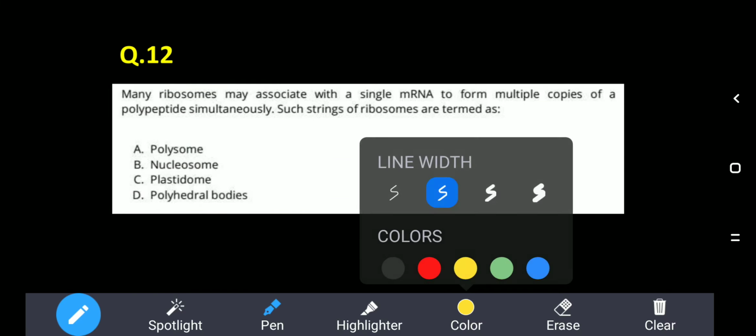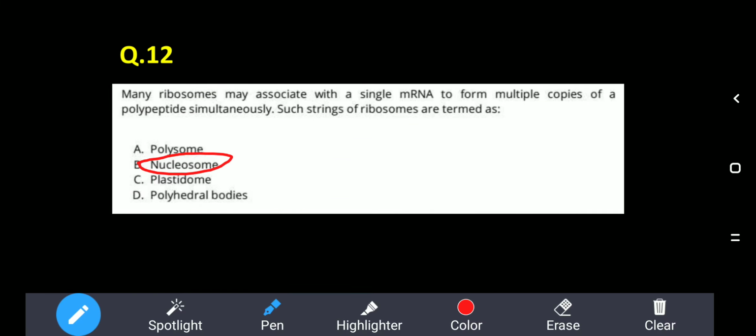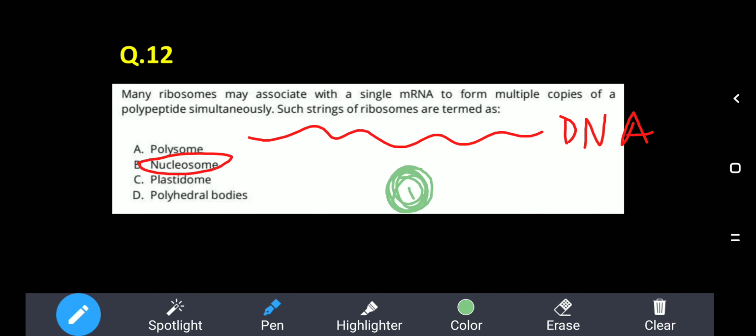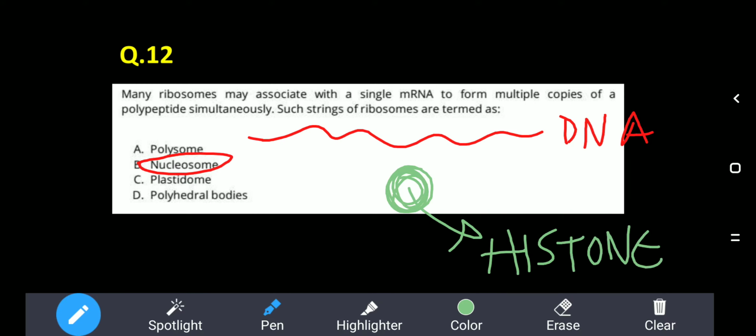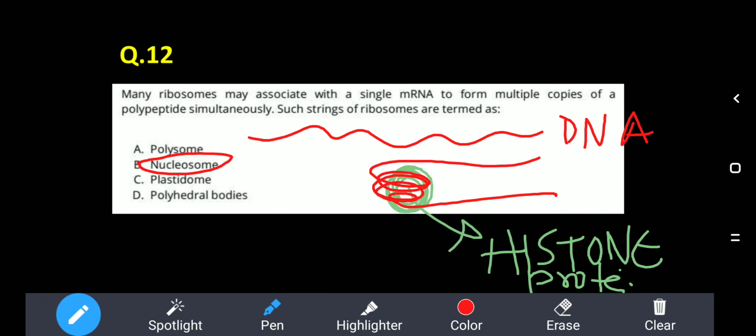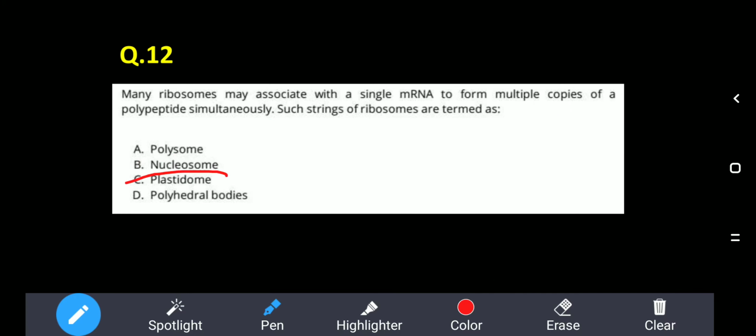options, people. We are now going to discuss nucleosome. Now, the DNA is long and the DNA needs packaging. DNA is going to wrap itself on a structure called histone proteins. So the DNA comes, wraps itself, and this structure which I've drawn here is called a nucleosome. Nucleosome. Okay. Next one is called plastidome.